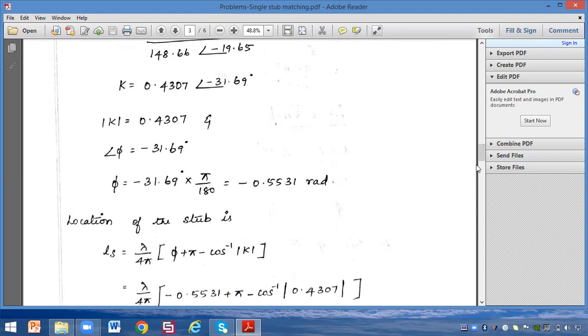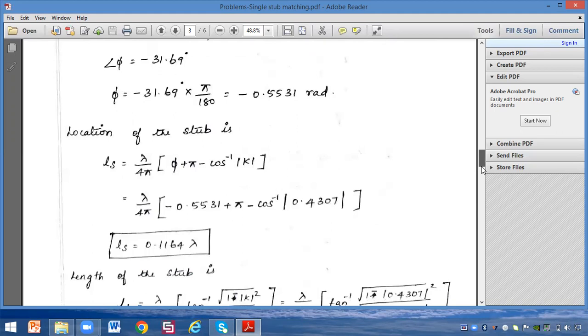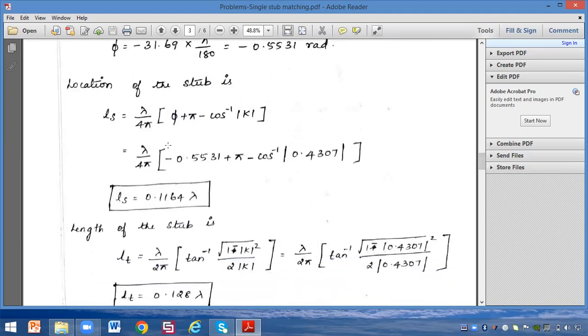Now once we have the phase angle, we can find the location of the stub. The location of the stub is given by LS is equal to lambda by 4 pi into psi plus pi minus cos inverse of mod k. So lambda by 4 pi, the phase angle psi is minus 0.5531, plus pi minus cos inverse of the reflection coefficient magnitude, which is 0.4307.